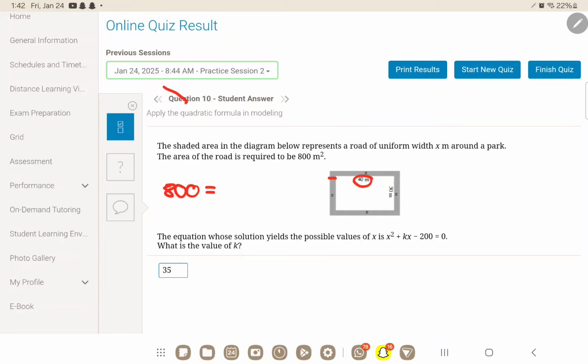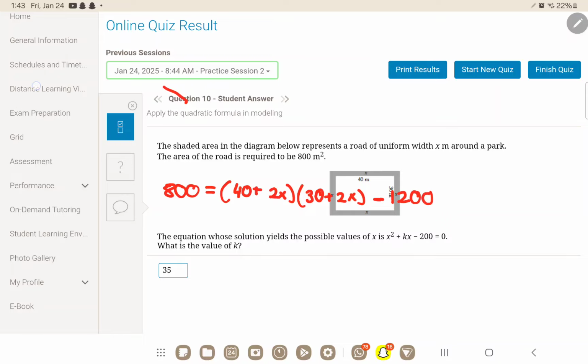40 plus these two sides, which is 2x. So 40 plus 2x times the width, which is 30, plus these two x's, so 30 plus 2x, minus the inside. The inside is another rectangle that's made out of length 40 and width 30. So all of this minus 40 times 30, which is 1,200.